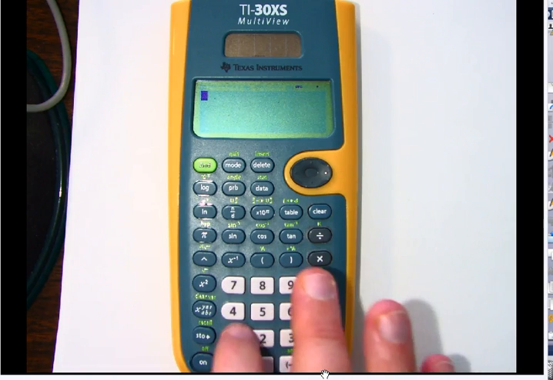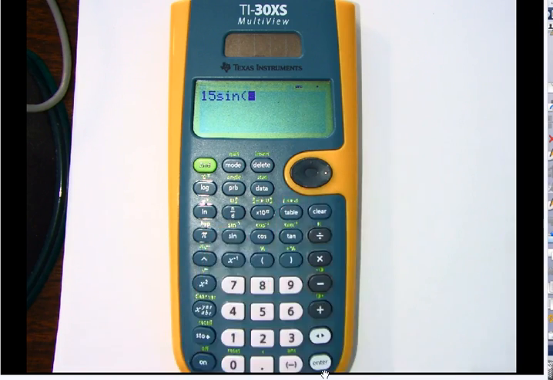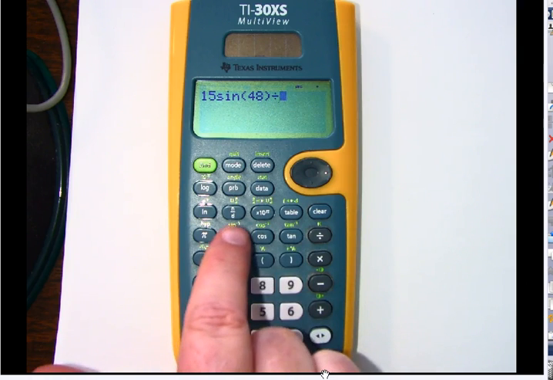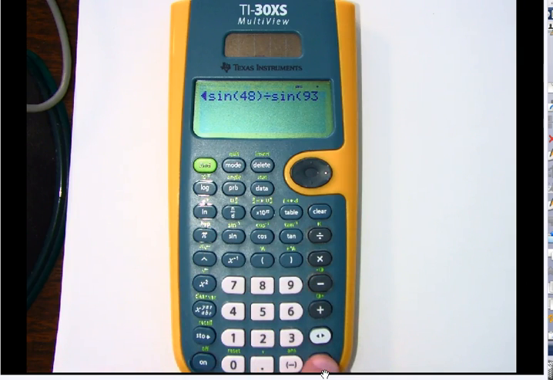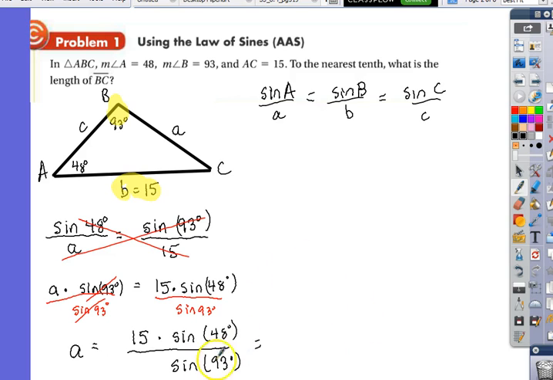So it was 15 sine, notice it opens up a parentheses. When I type in the 48, I need to close that parentheses. And then division, and then the other one was what, sine 93? 93. Doesn't matter whether I close that one or not because I'm getting ready to be done, but I'll just close it for consistency. And I get 11.16. So make sure that you can type this problem in on your calculator and get 11.16, which I'm going to round off to 11.2.